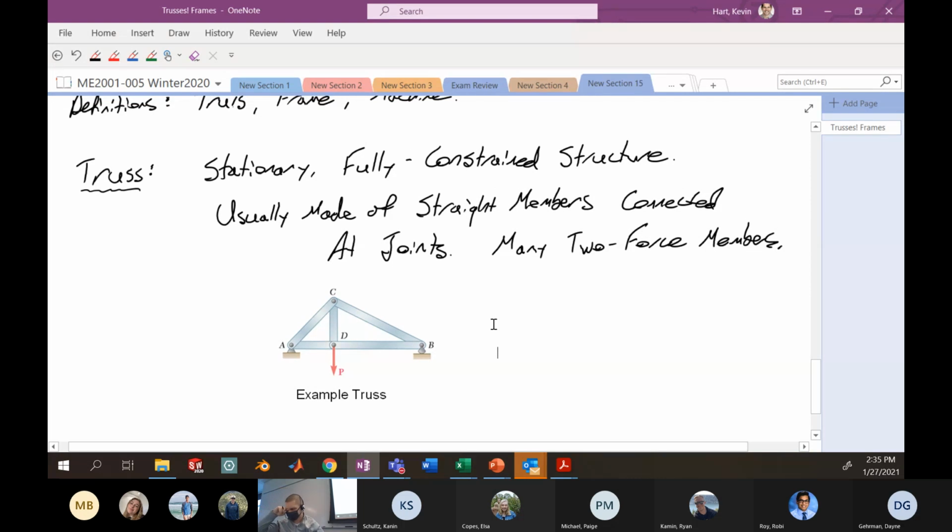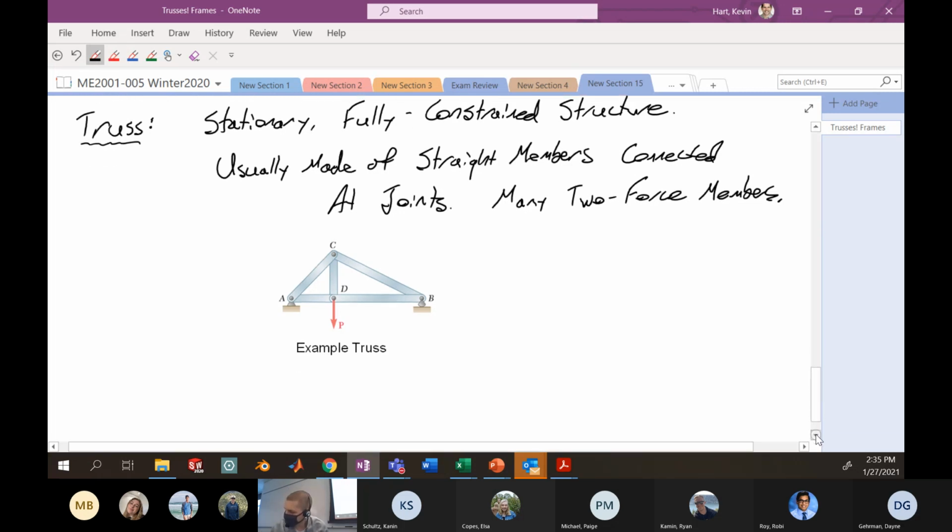So here we are. Very straightforward, very simple. It's made of a number of straight members, connected at joints, connected at pins. A number of two-force members here. So like this guy here, two-force member, right? Just two forces acting on that guy. This guy, two-force member. Two forces acting on that guy, and so on and so forth. Pretty easy to see that there's a lot of two-force members in that piece.